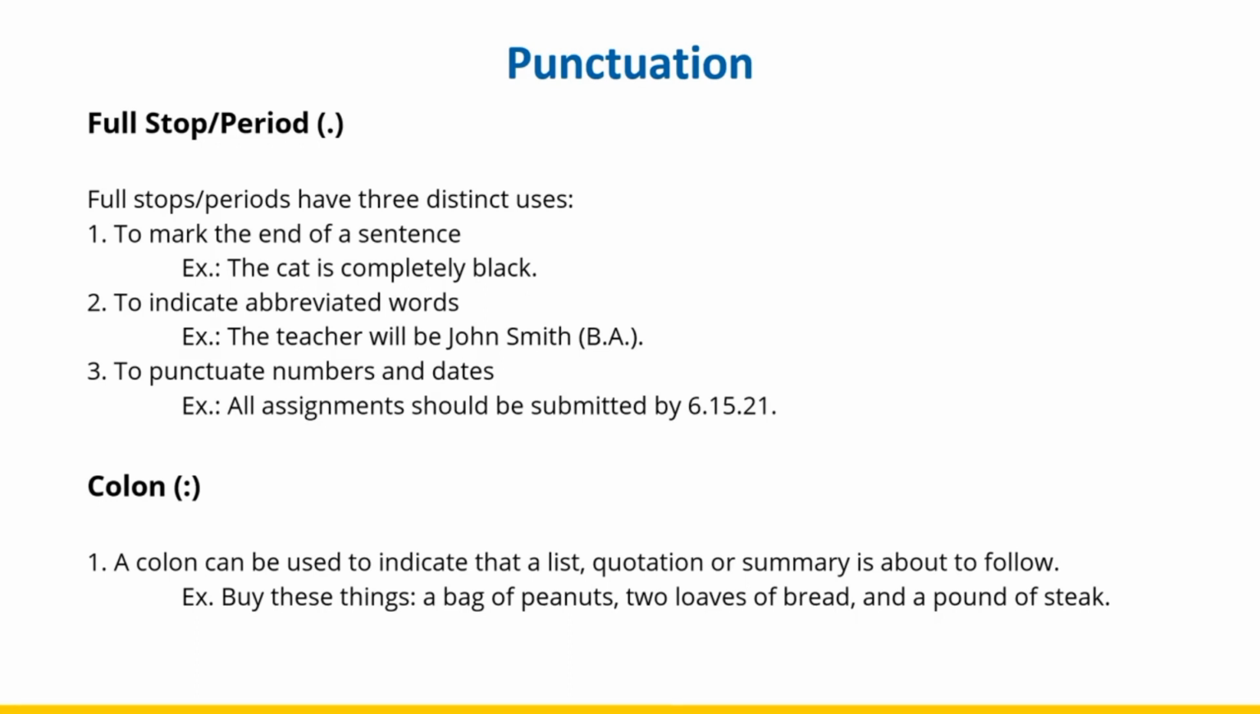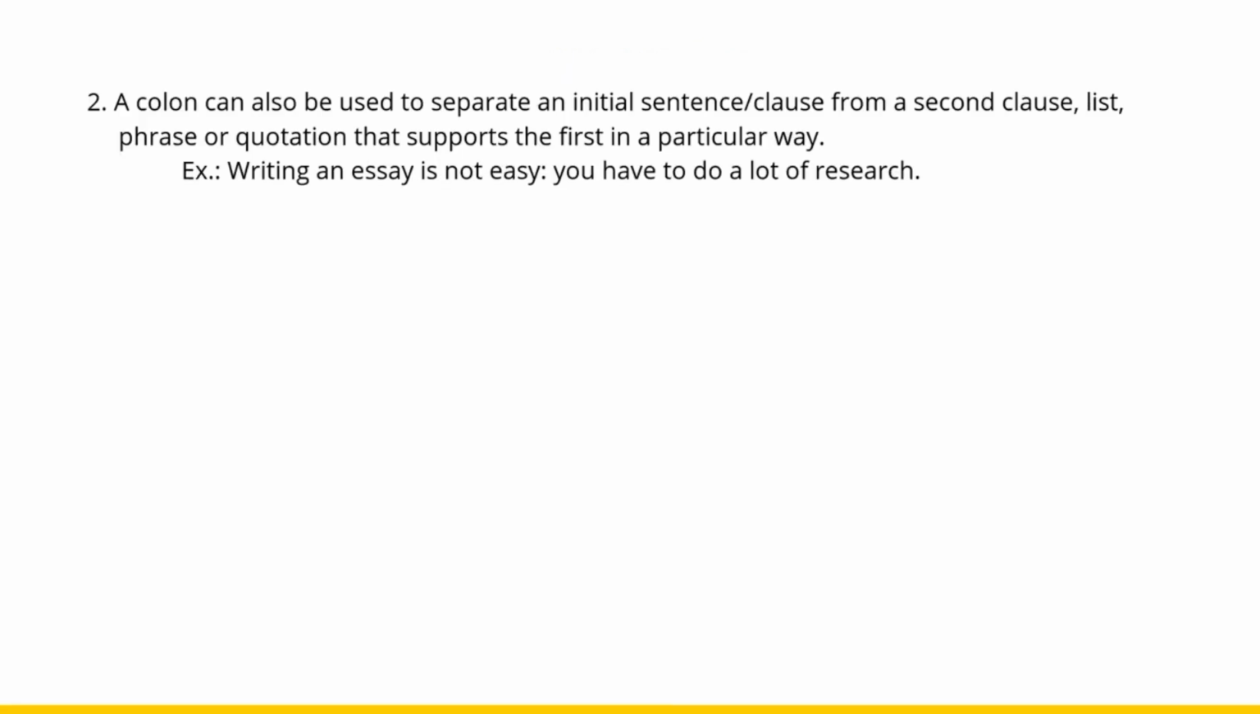And the next punctuation we have is a colon. A colon can be used to indicate that a list, quotation, or summary is about to follow. So for example: buy these things, colon, a bag of peanuts, comma, 2 loaves of bread, comma, and a pound of steak. So do you see how we have a colon after buy these things, and then a list? Here we have a list of 3 items: a bag of peanuts, 2 loaves of bread, and a pound of steak. So that's when we use a colon in the first case.